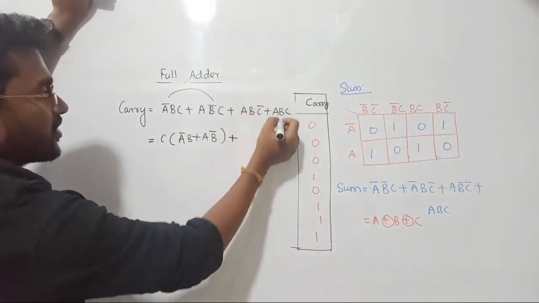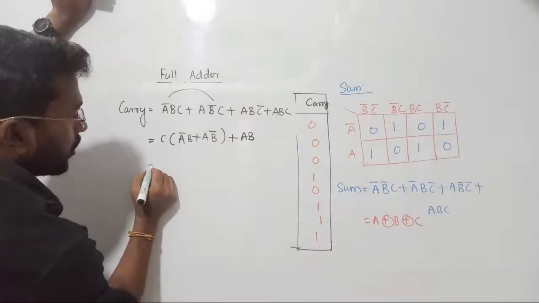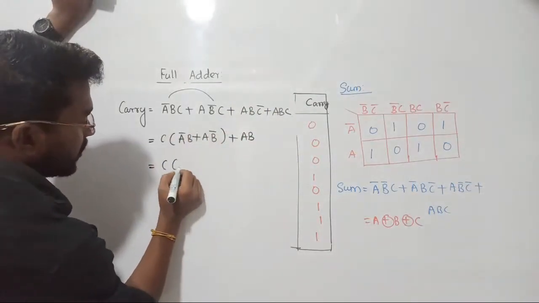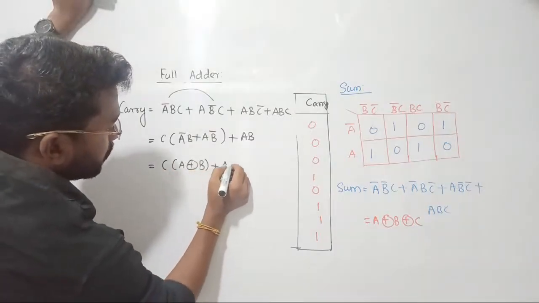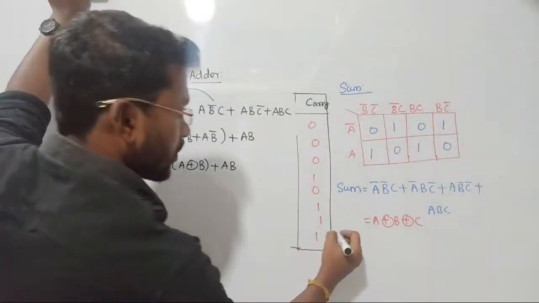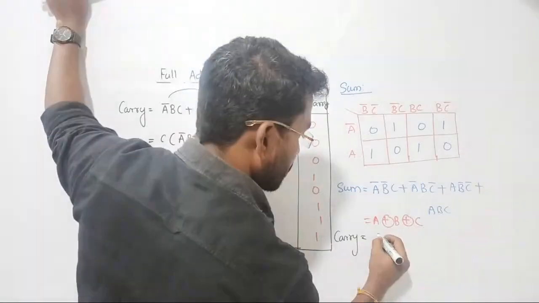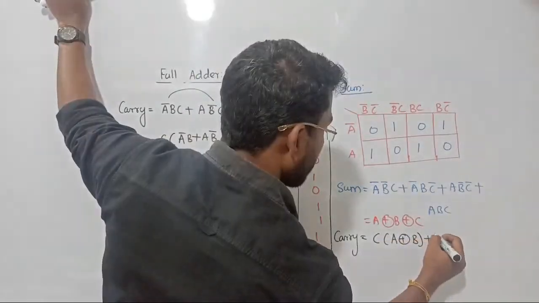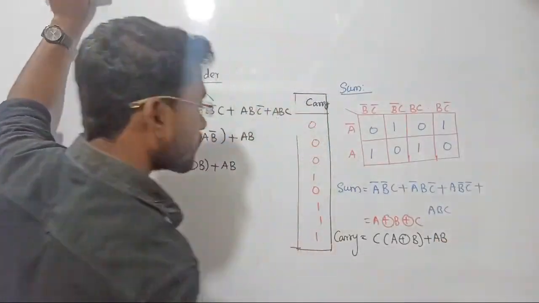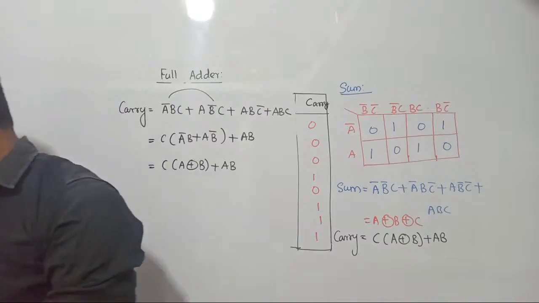From this you can take ab outside, c plus c bar will become 1. So the answer is, this can be written as c into a XOR of b plus ab, that is going to be the carry, right? So let me write carry here. So carry is going to be c into a XORed with b plus a into b. That is what we want, right? So let us design the logic circuit for this one.